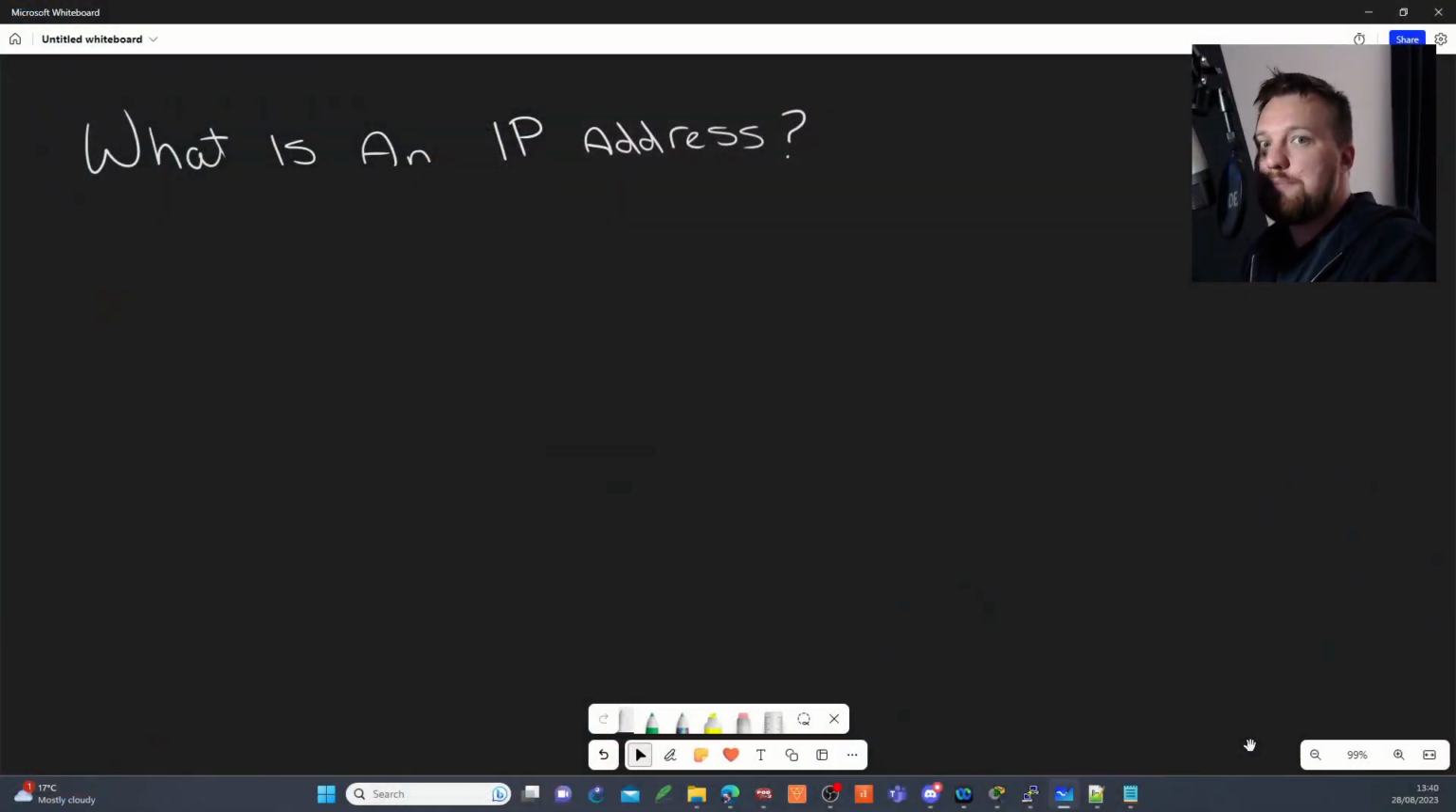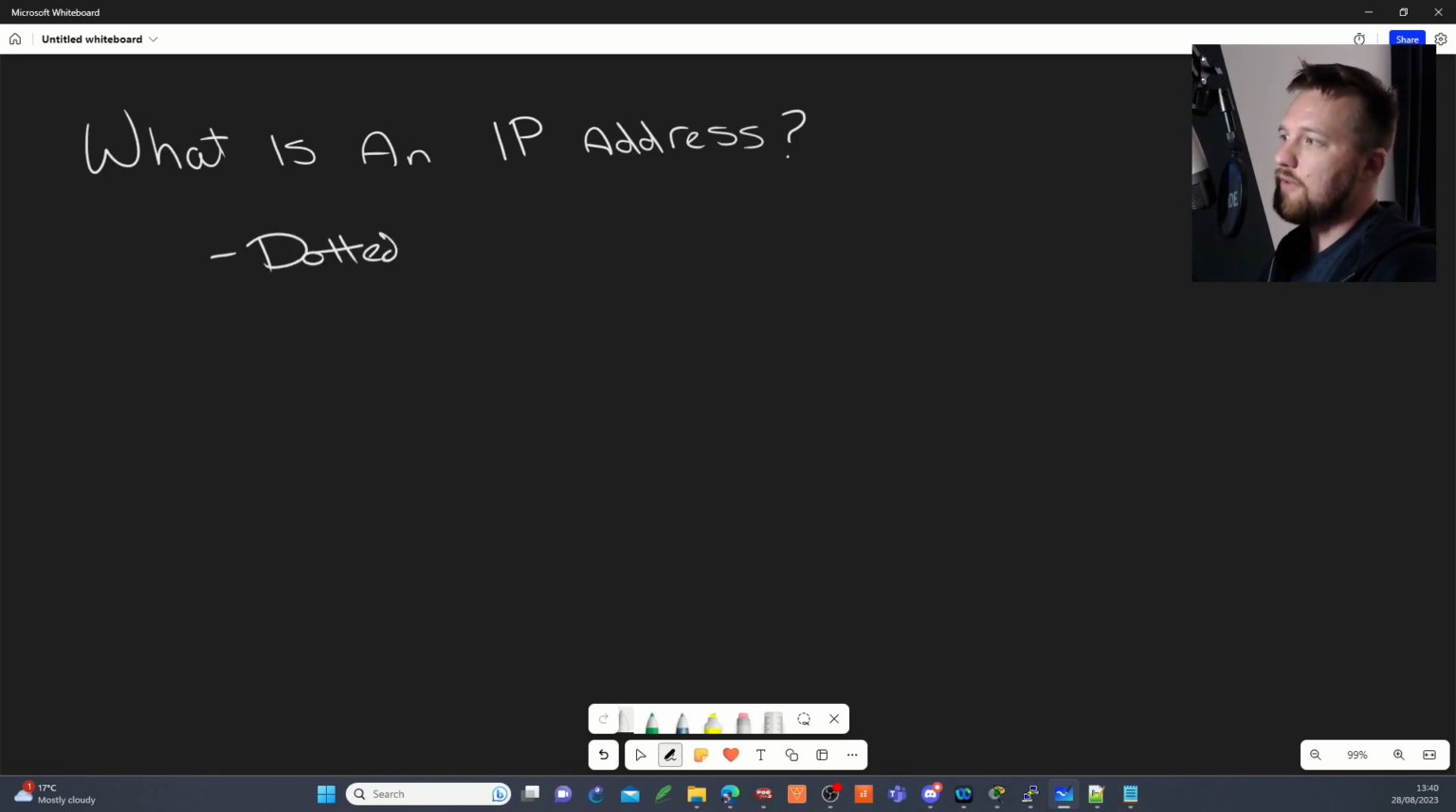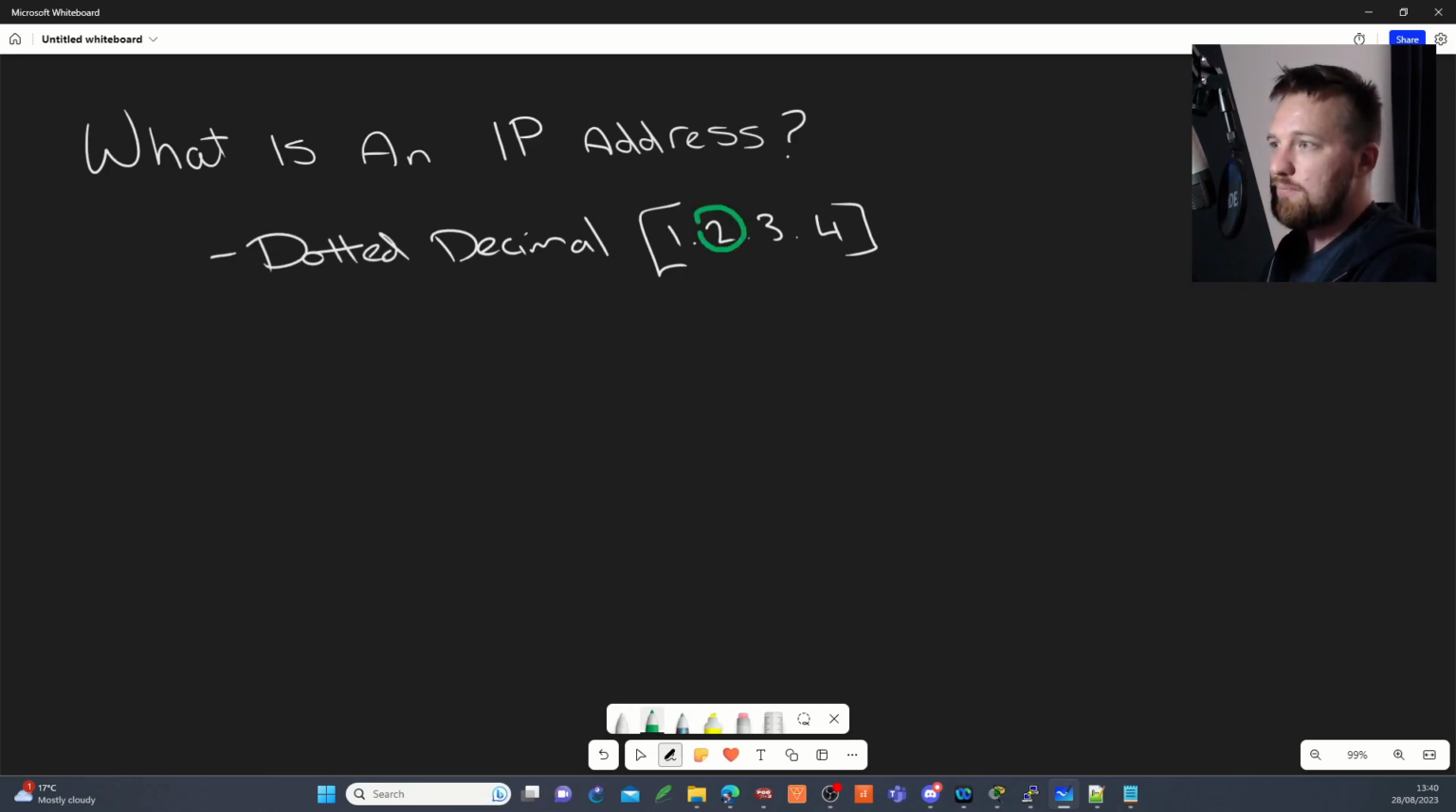When it comes to IP addresses in the classic IPv4 sense, we need to know a couple things about them. The first is that it's written in a format called dotted decimal, where we have four numbers separated by periods. So that could be something like 1.2.3.4. This is our dotted decimal format. What we can also see from this is that each of these numbers between the points is called an octet.